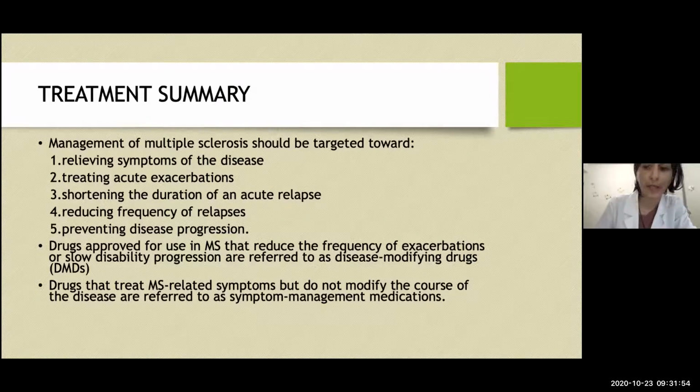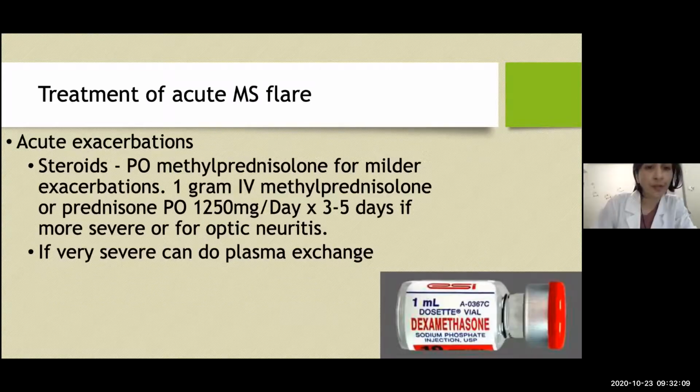Drugs that do not modify the course of the disease but treat MS-related symptoms, for example, acute exacerbations, cognitive dysfunction, spasticity, bowel and bladder problems, and fatigue, are referred to as symptom management medications. So, treatment of acute MS flare. Acute exacerbations are treated with steroids: per oral methylprednisolone for milder exacerbations, and 1 gram IV methylprednisolone or prednisone per oral, 1250 mg per day for 3 to 5 days if more severe, or for optic neuritis patients. If very severe, we can do plasma exchange for these patients.